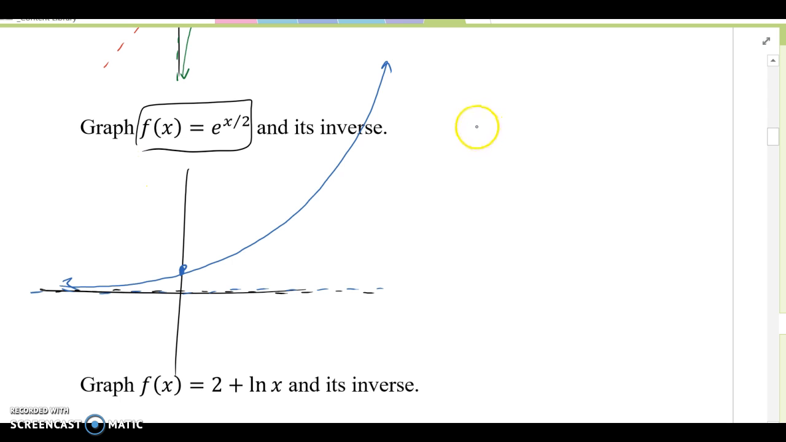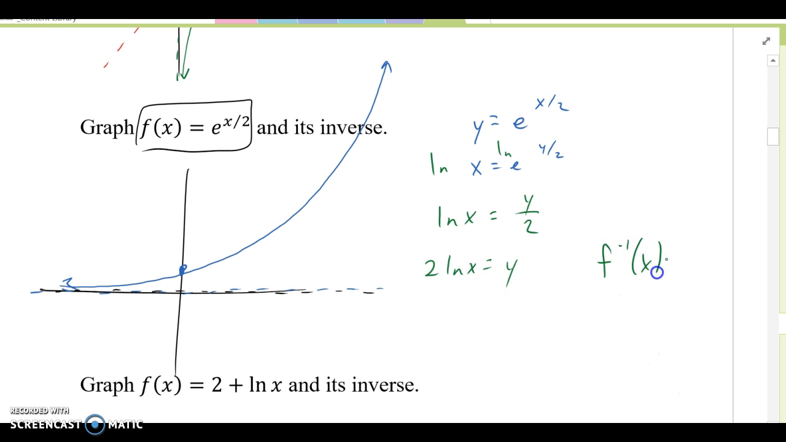When we look at the inverse, we have y equals e to the x over 2 as our original function. So our inverse is going to be x equals e raised to the y over 2. And if we solve for y, we take the natural log of both sides. We get natural log of x equals y over 2, or 2 times the natural log of x equals y. So f inverse of x equals 2 natural log of x.